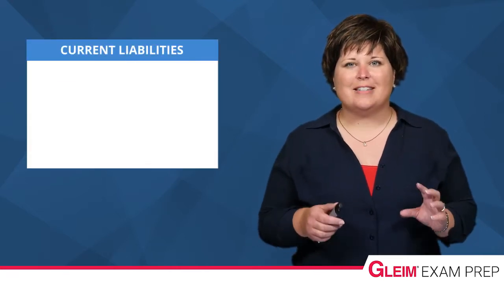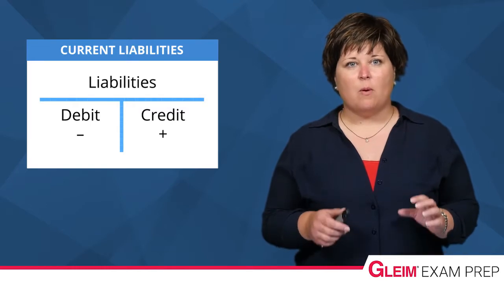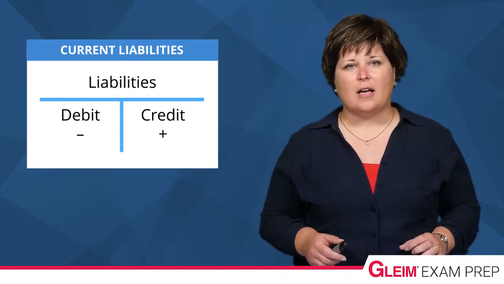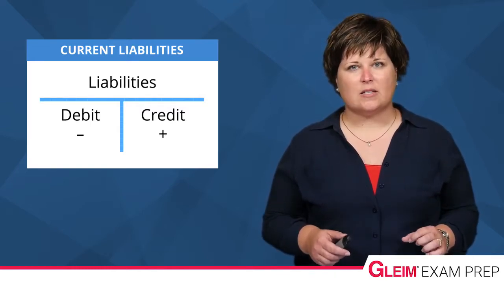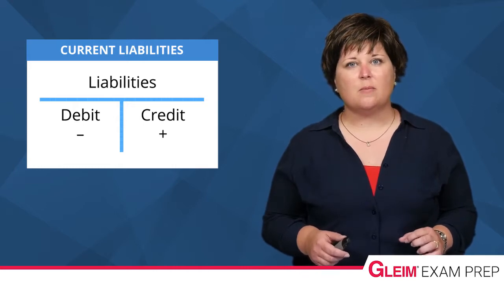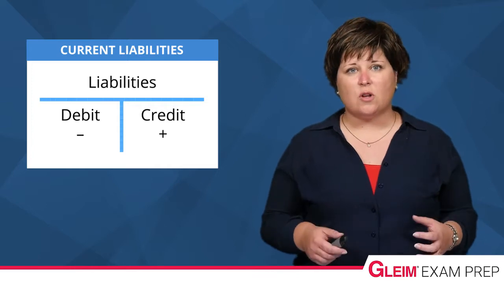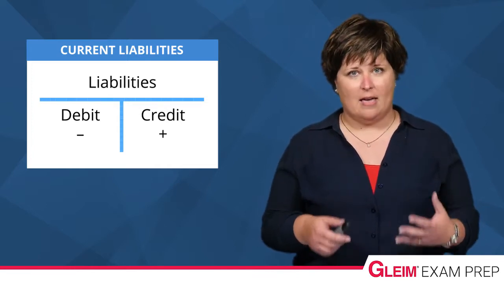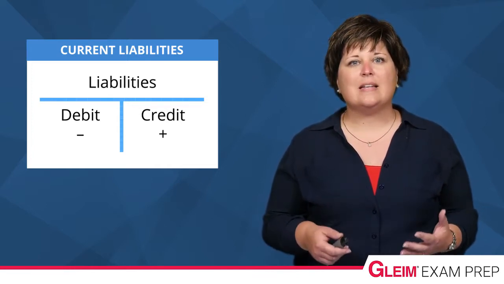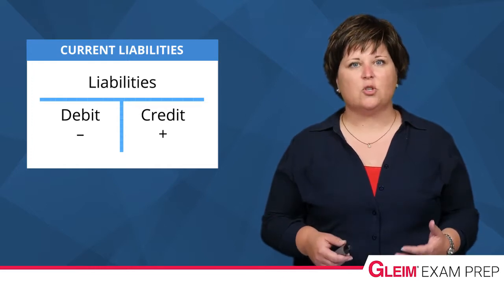Now, to review the debit and credit rules. Remember, the normal balance side for liability accounts is the credit side. So to increase our liabilities, we credit liabilities. When we reduce our liability, for example, when we pay the amount that we owe, then we debit the liability account to reduce the liability account.